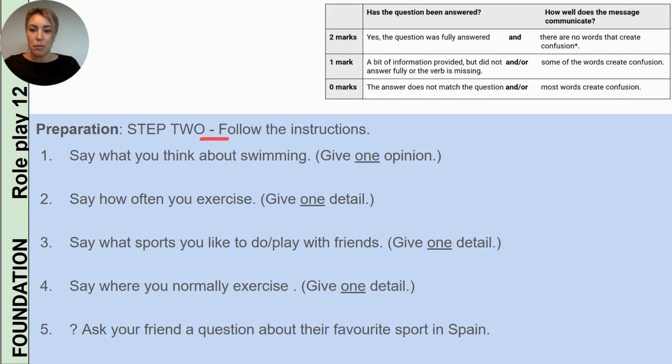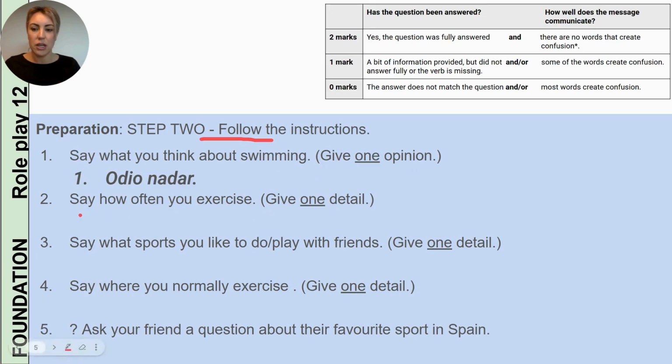The second step is follow the instructions. Now, say what you think about swimming. I will give you my examples later on. You can work on yours, and then we will have a pretend role play where I will ask the questions and you will read off what you've got in your preparation from this session. So, say what you think about swimming. I'm going to give you an example. I'll give one opinion. I said, odio nadar. I hate swimming. And that's it. I don't need to give anything else.